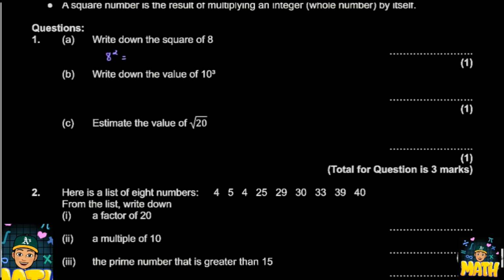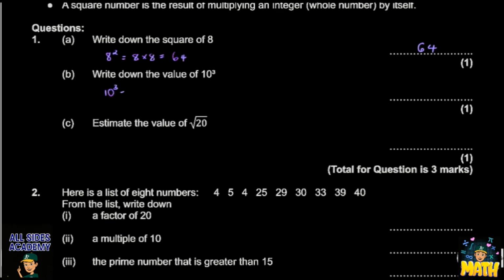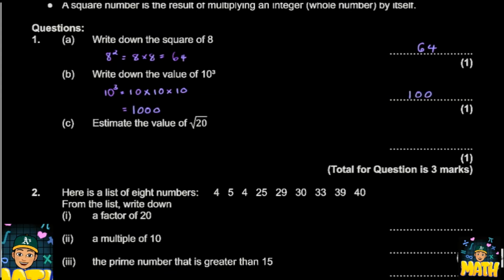So question 1 talks about the square of a number. A square is multiplying the number by itself, and when we multiply that, we get 64. The cube of a number is multiplying the number by itself 3 times. So when we multiply 10 3 times, it gives you 1,000.